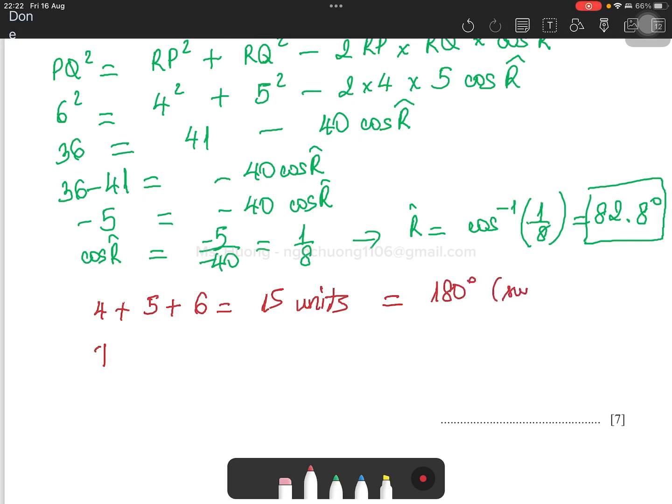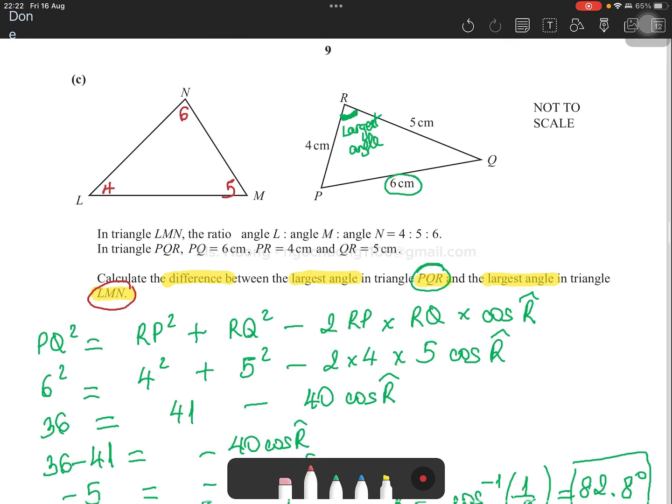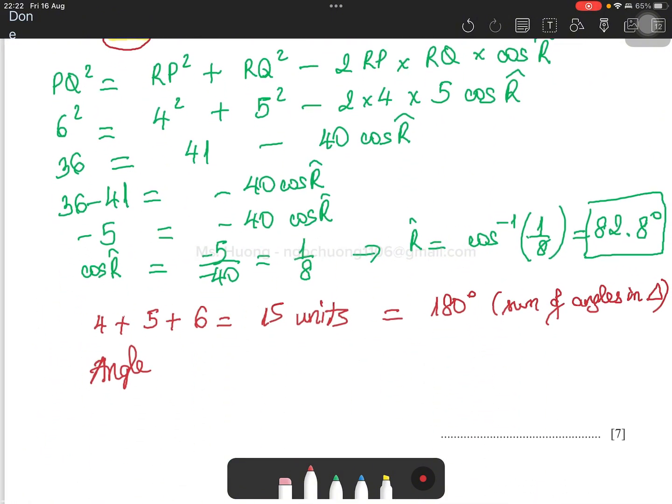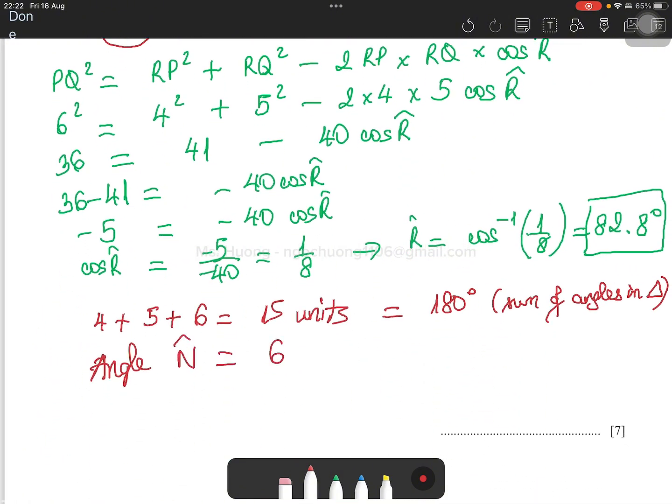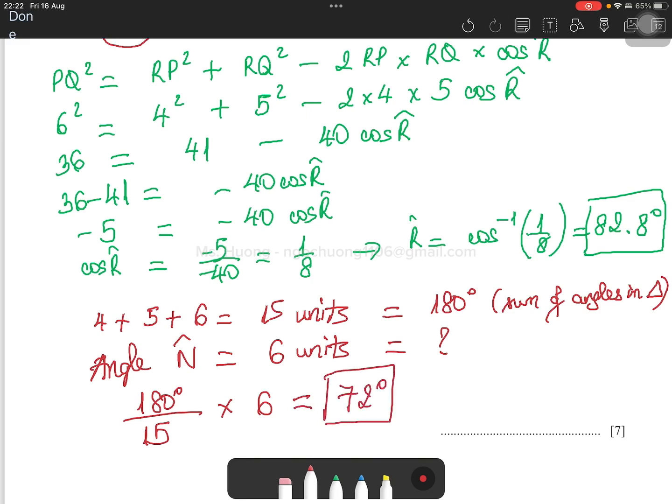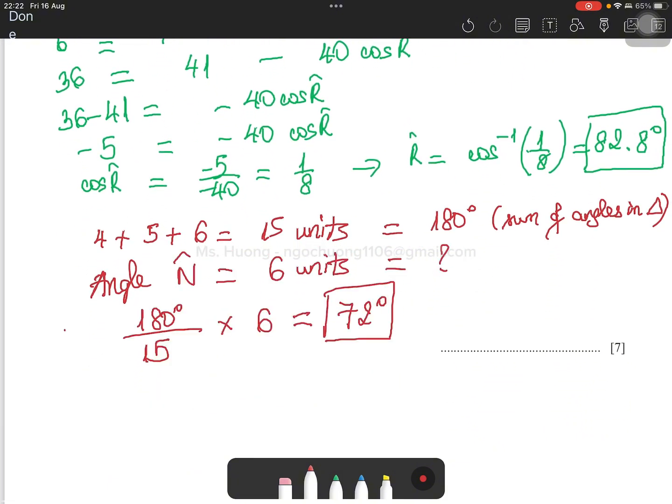This is the sum of angles in a triangle. We know that the largest angle in LMN is the angle N. The angle N corresponds to 6 units. And we want to know how many degrees that is. So first we divide 180 by 15 to find the value of 1 unit. Then we multiply it by 6. So it's going to be 72 degrees. This is the largest angle in triangle LMN, angle N.